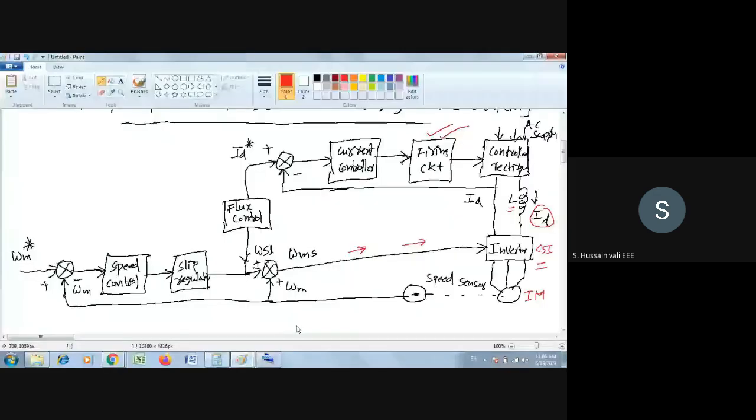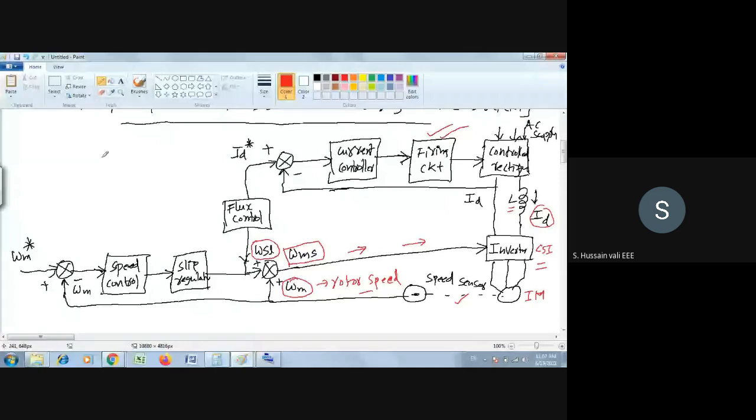What is happening in the feedback part is that first you are sensing the speed here using the speed sensor. So that speed is this one. This is the rotor speed. Now you see there is a summing point here. At this summing point, what exactly you are doing? You are adding omega SL with omega M, then you are generating omega MS. Now this is the rotor speed, so I will take it as NR, rotor speed.